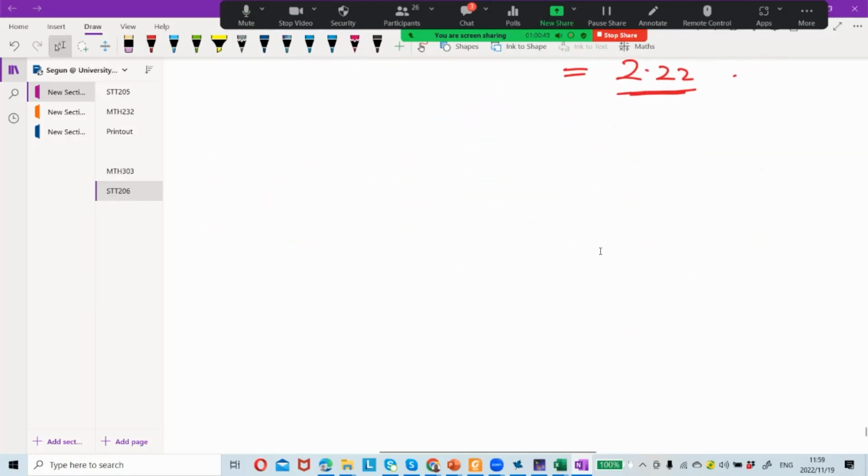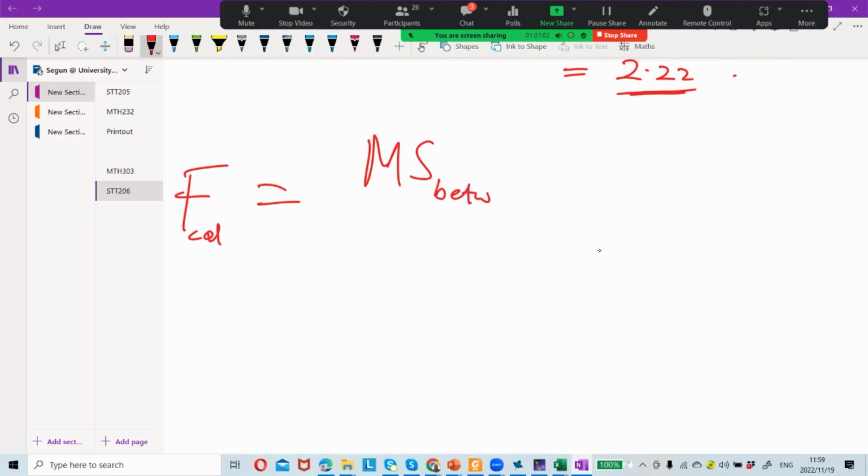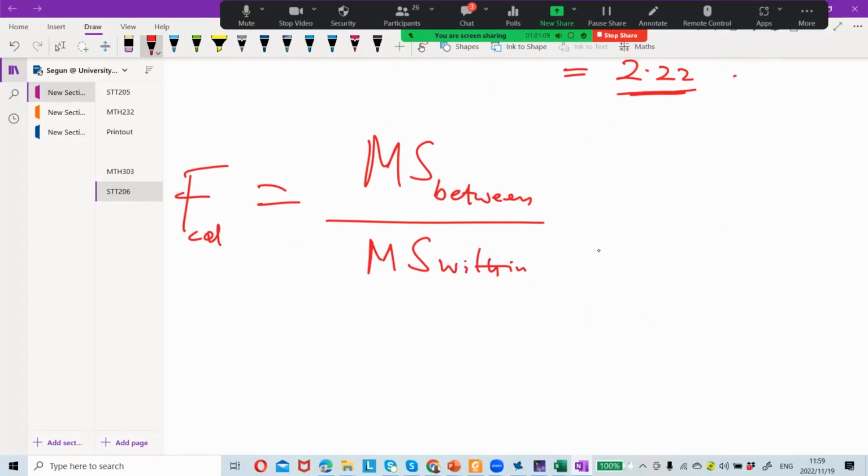And the formula for us to get F calculated, that is F calculated means MS between divided by MS within. Don't forget that this particular one we've calculated already, which is 0.12 divided by 2.22.